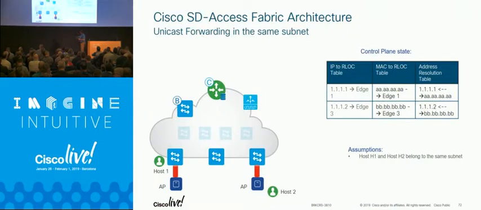Let's say this is my network. I have host 1 that is connected via wired to the edge node. I have host 2 that is wireless, connected via an AP to edge node 3. In an ideal state, my control plane node is populated with that information: this IP belongs to this edge node, this MAC address belongs to this edge node, your ARP table, so everything is populated.